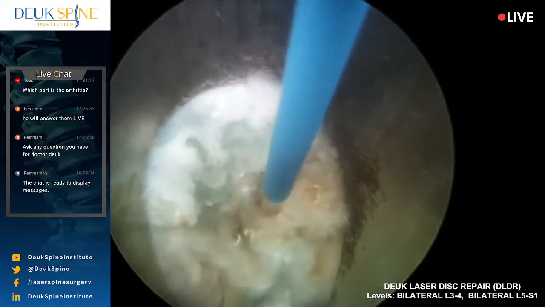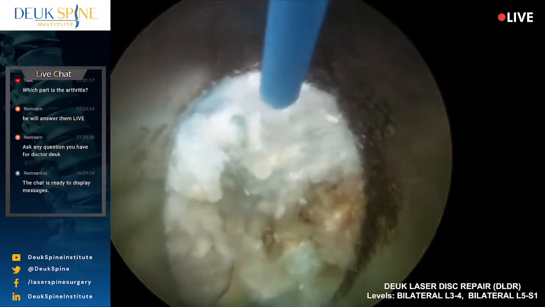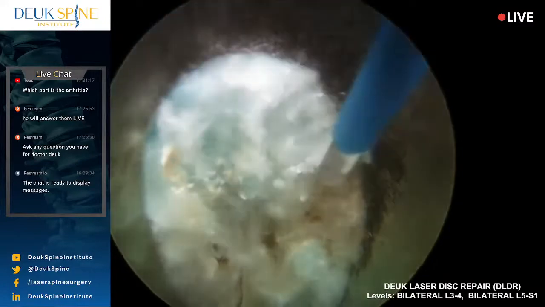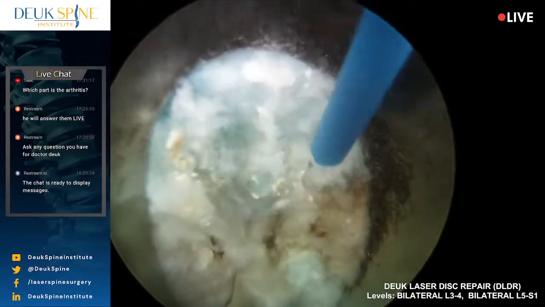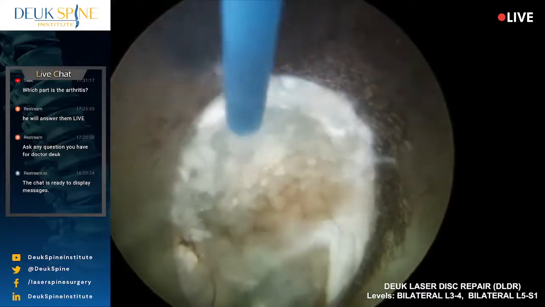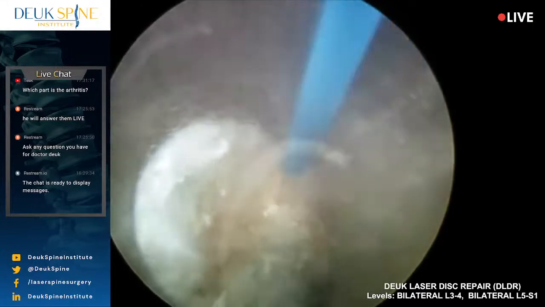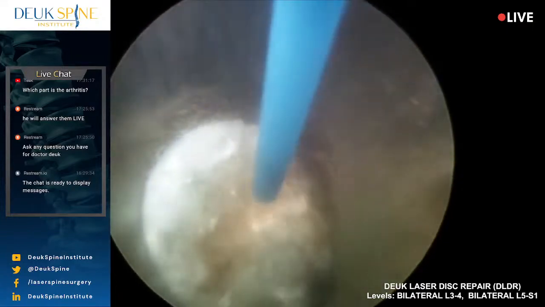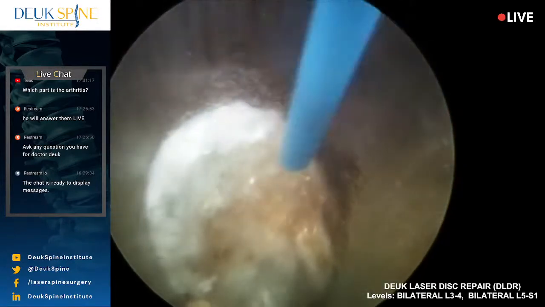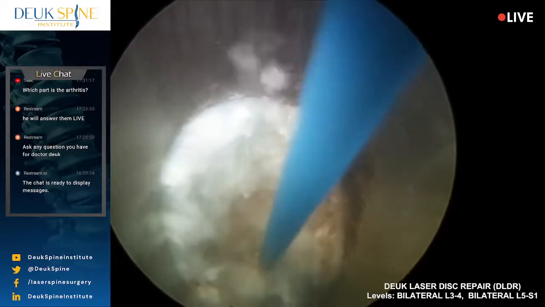Someone on YouTube is asking, what part is the arthritis? This whole joint is arthritic. All of this that I'm working on, everything you see in this circle is the arthritis. Arthritis is inflammation in a joint. And we're inside of a joint right now. We're inside the disc. The disc is a joint. So anything inside this disc, inside this space, that has inflammation is considered arthritic.